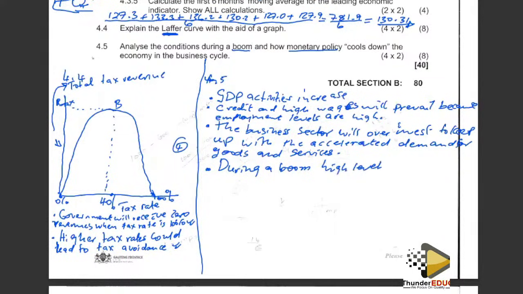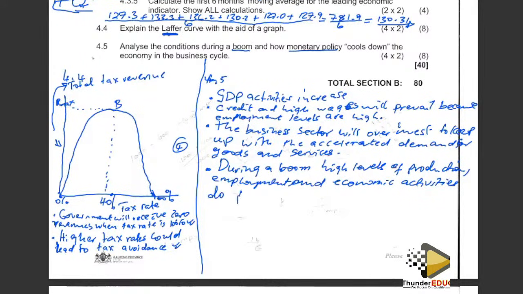high levels of production, employment and economic activities will prevail.